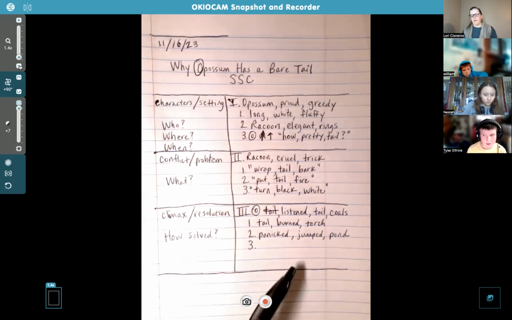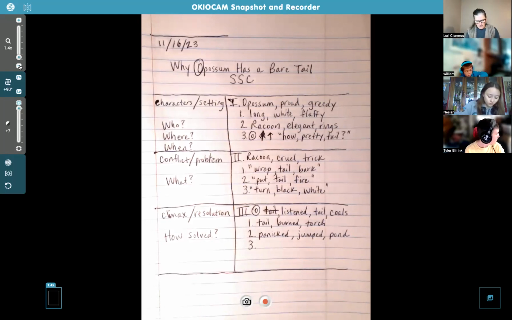The second big problem is right here. He totally caught on fire. And now he's panicking, and he jumped in the pond and got the fire out. So then at the end, Nisaya, what did it say about his tail at the end?